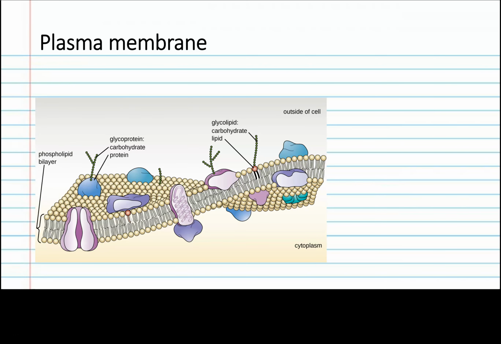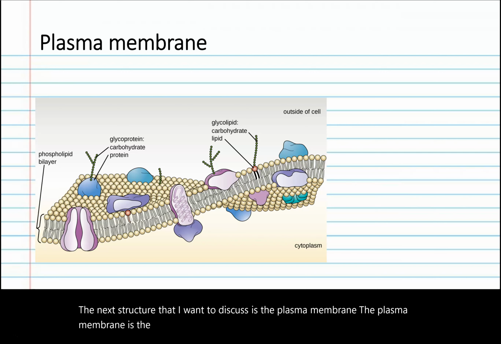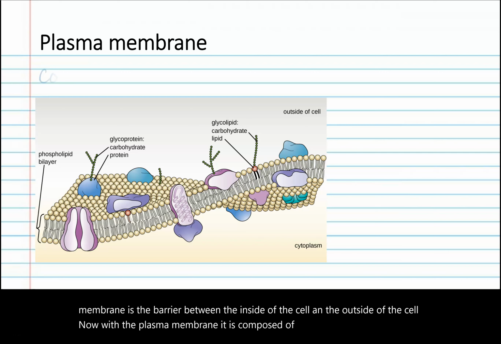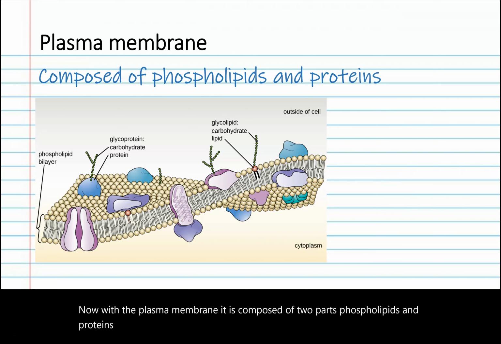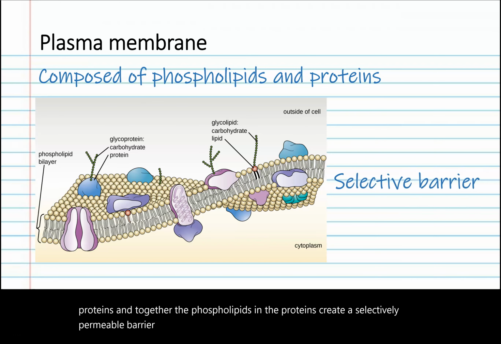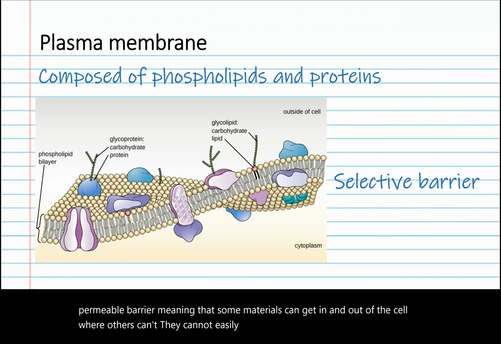The next structure that I want to discuss is the plasma membrane. The plasma membrane is the barrier between the inside of the cell and the outside of the cell. Now, with the plasma membrane, it is composed of two parts, phospholipids and proteins. And together, the phospholipids and the proteins create a selectively permeable barrier, meaning that some materials can get in and out of the cell where others can't. They cannot easily move across that membrane.